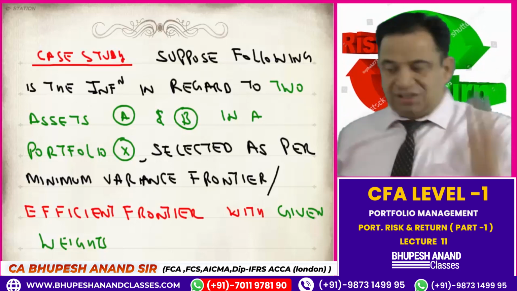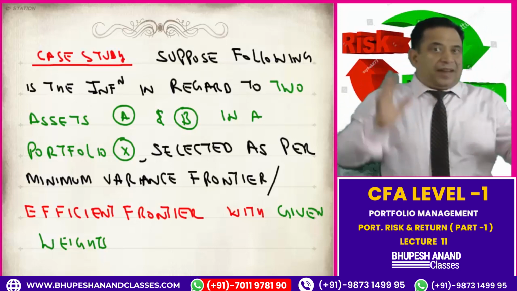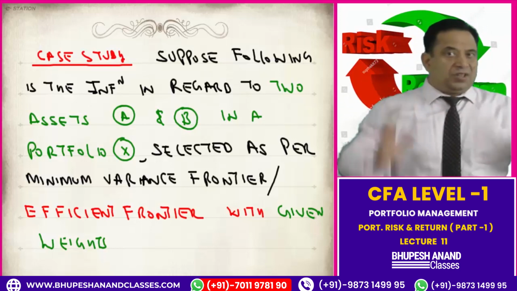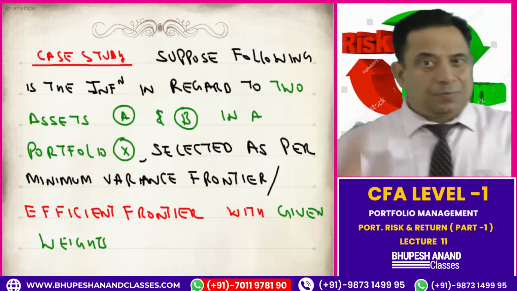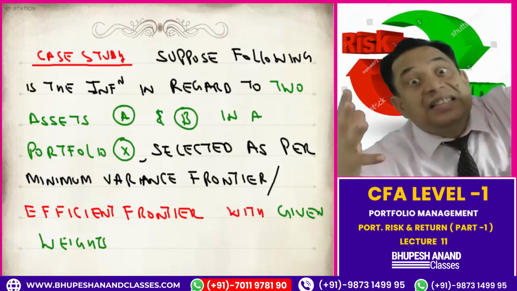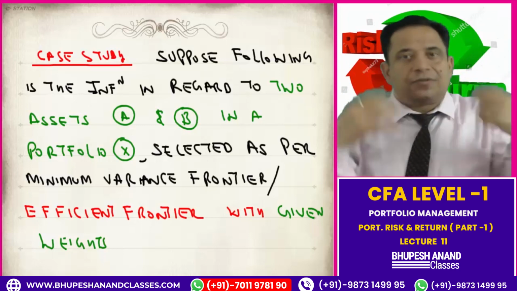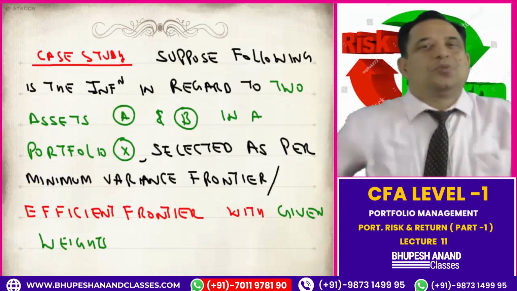portfolio be X, and we have calculated the weights as per minimum variance portfolio frontier and as per efficient frontier, which I have already told you how to calculate. Those can be calculated with the help of the minimum variance frontier. So just write down the case study for my sake. Write it down, I have prepared it for you.